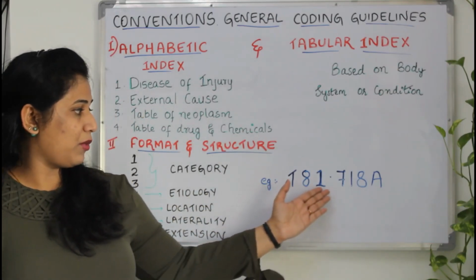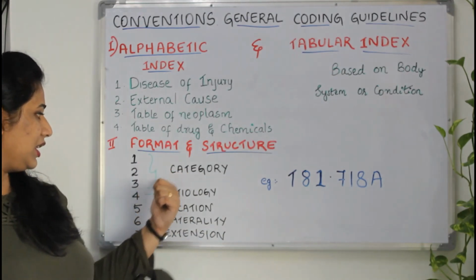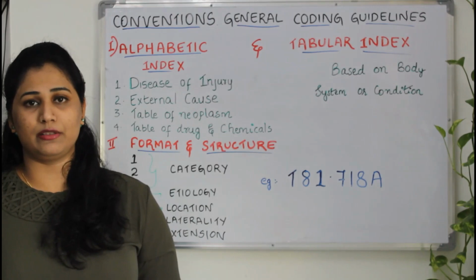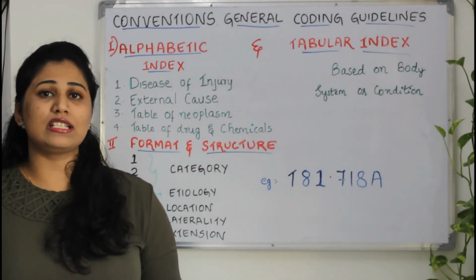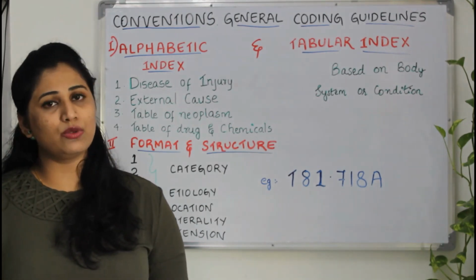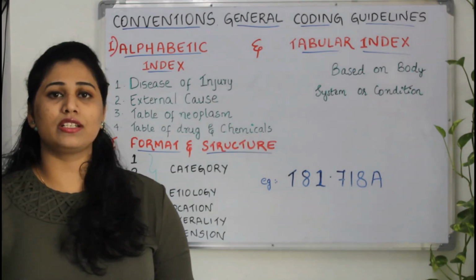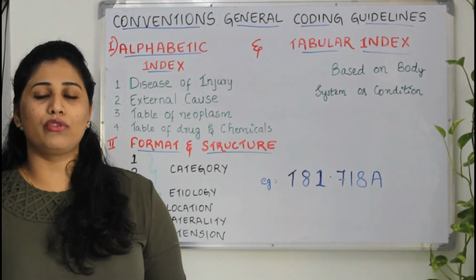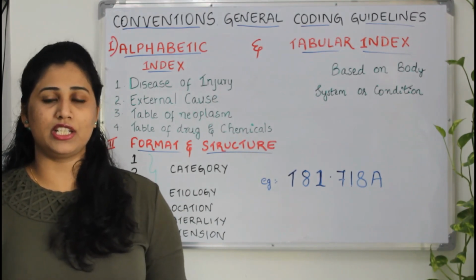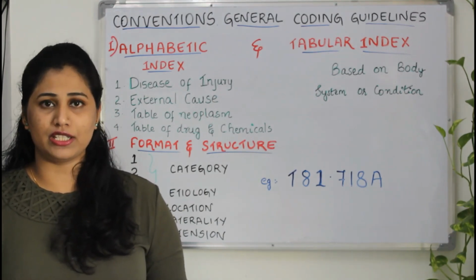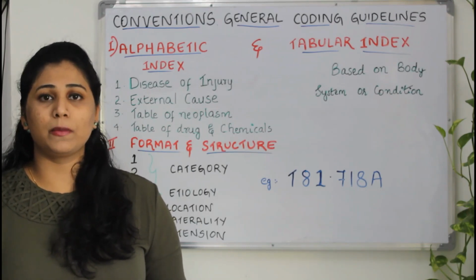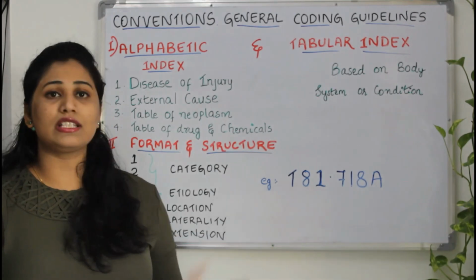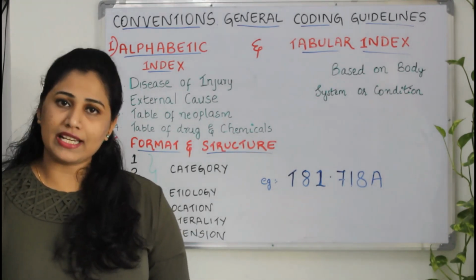This T81, that means 1, 2, 3: the first 3 characters indicate the category code. That means which system it belongs to. That gives us information about which organ system it belongs to. For example, if you are getting a code from the J series like J20, J21.9, all those things, it's understood that it is from the respiratory system. So these initial 3 characters indicate the category code.